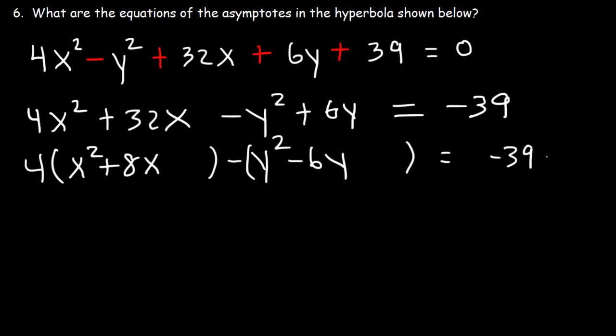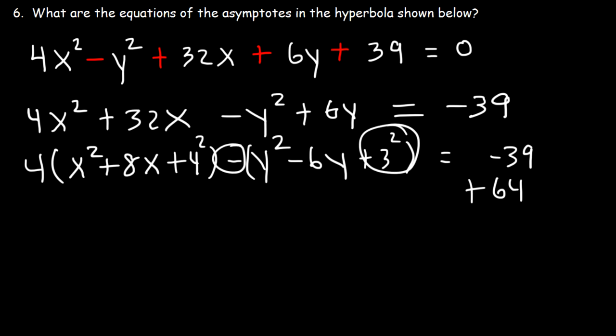Now let's complete the square. Half of 8 is 4. So we need to write 4 squared. Now we've added 4 squared times 4, which is 64. So let's add 64 to this side. Half of 6 is 3. So we need to write 3 squared. So we've added 9 times negative 1, or negative 9. So let's add negative 9 to the right side.